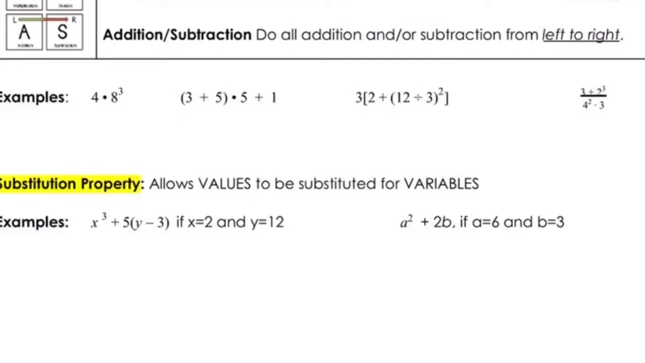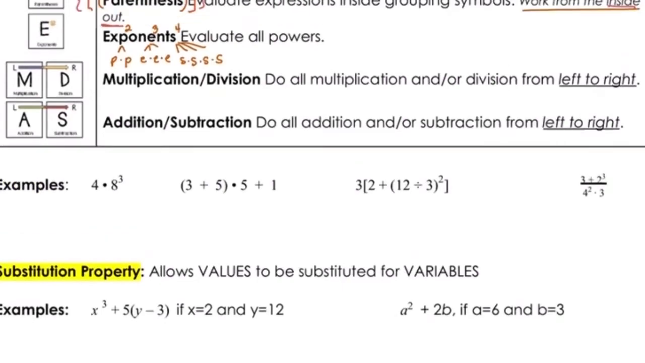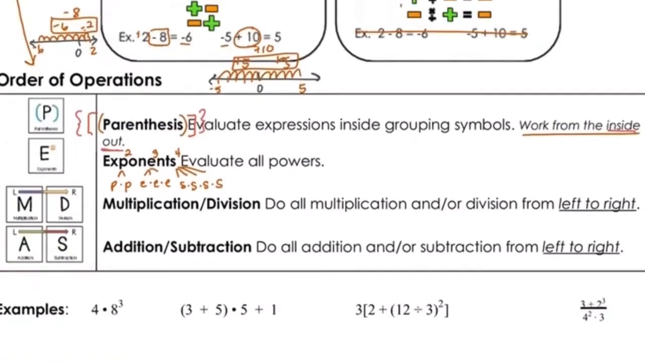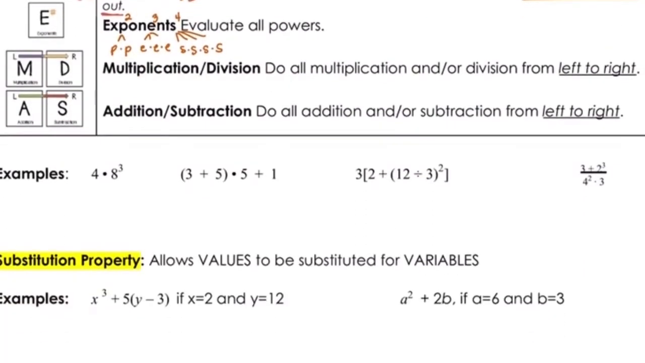After parentheses and exponents, the next thing that we do is multiplication and division. This, I think, is where our problem breaks down up here in our example. Multiplication does not come before division necessarily. Multiplication and division are on the same level, but we do them from left to right. So we're going to do all multiplication and/or division from left to right. So it's not M and then D, but it's M and D together from left to right. So that's going to be important to note.